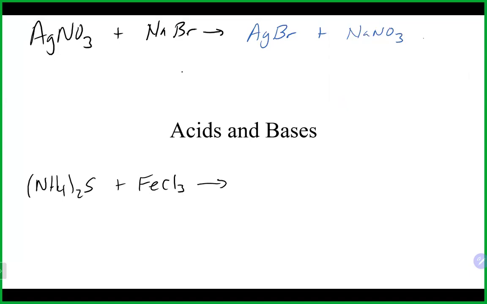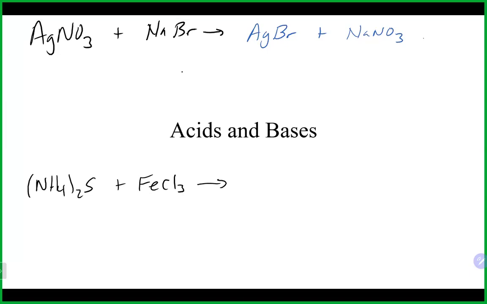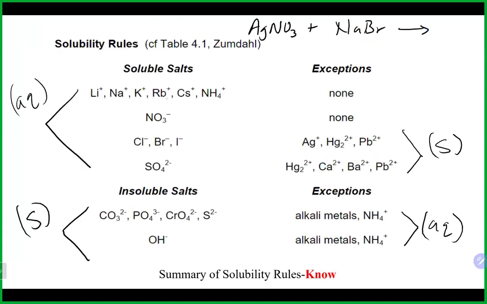Now that we have all of our formulas, we could use our solubility rules here to determine, are they going to be aqueous? Are they going to be a solid? So when I look at the first one here, although I may not be able to see silver, I definitely see nitrate. And when I look at the solubility rules, I could find nitrate right here, and there are no exceptions, and that is in the soluble category.